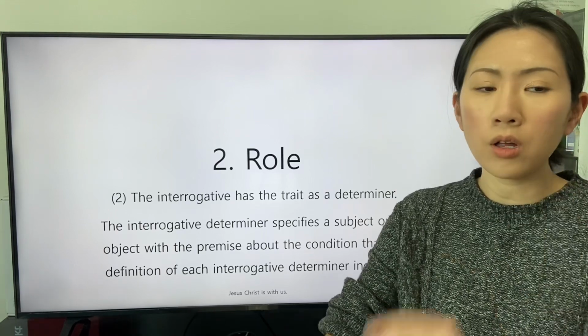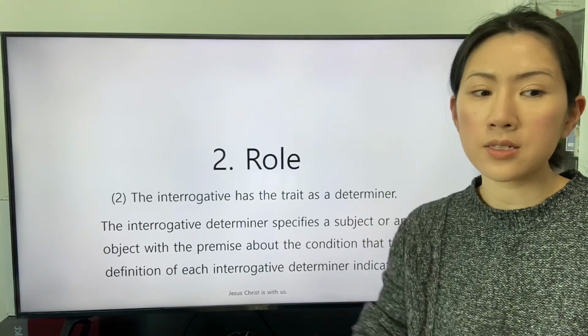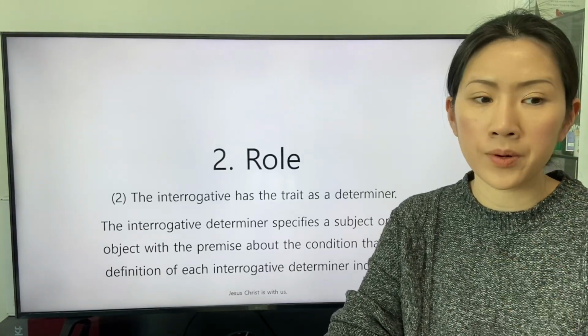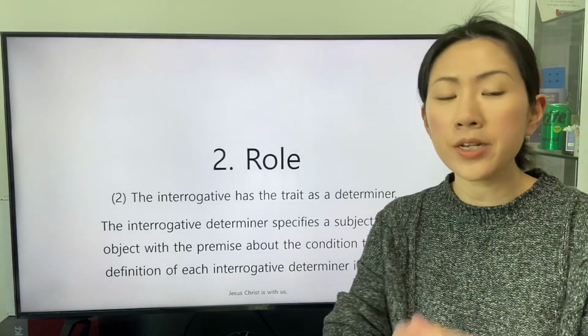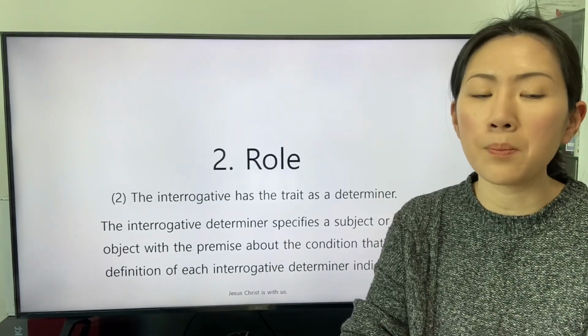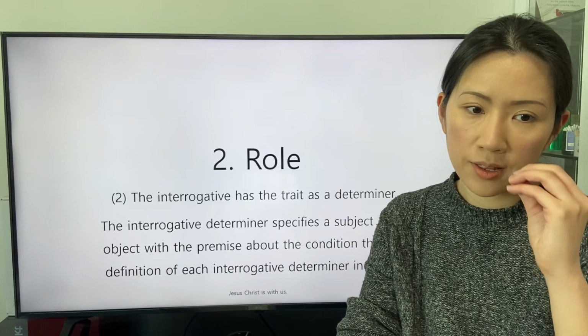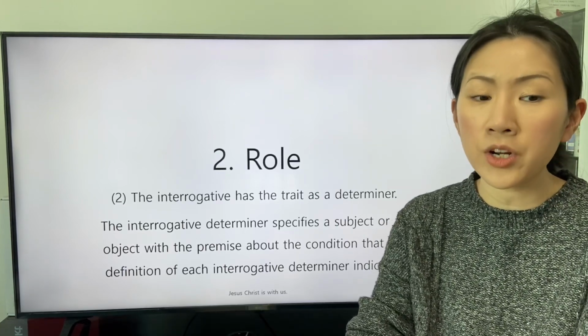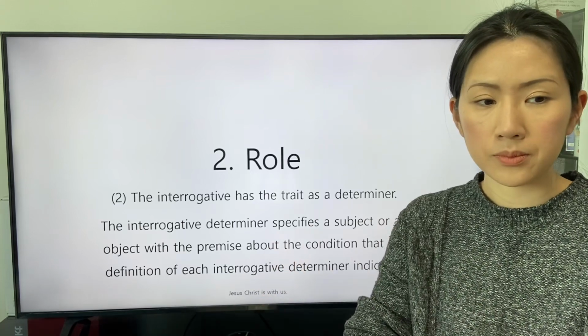The second role of the interrogative is this. The interrogative has the trait as a determiner. The interrogative determiner specifies a subject or an object with the premise about the condition that the definition of each interrogative determiner indicates.